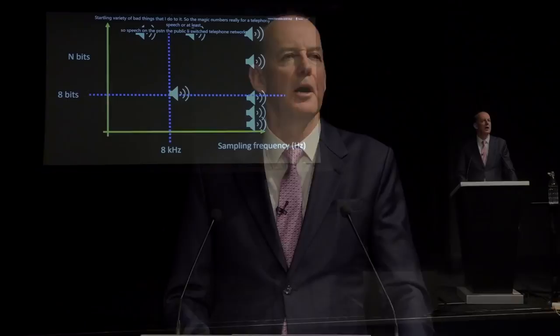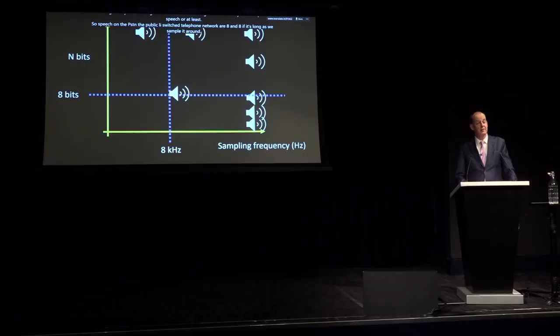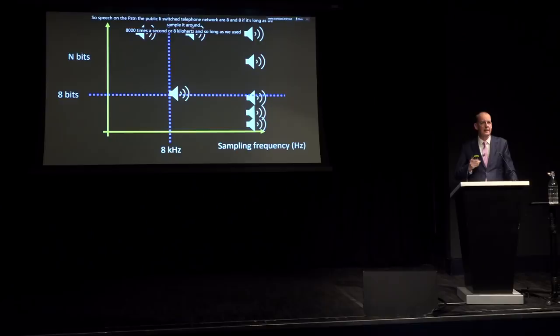So the magic numbers really for telephony speech, or at least speech on the PSTN, the publicly switched telephone network, are 8 and 8. So long as we sample it at around 8,000 times a second, or 8 kilohertz, and so long as we use 8 bits, then it should sound something like this. Oh, it doesn't sound something like that.